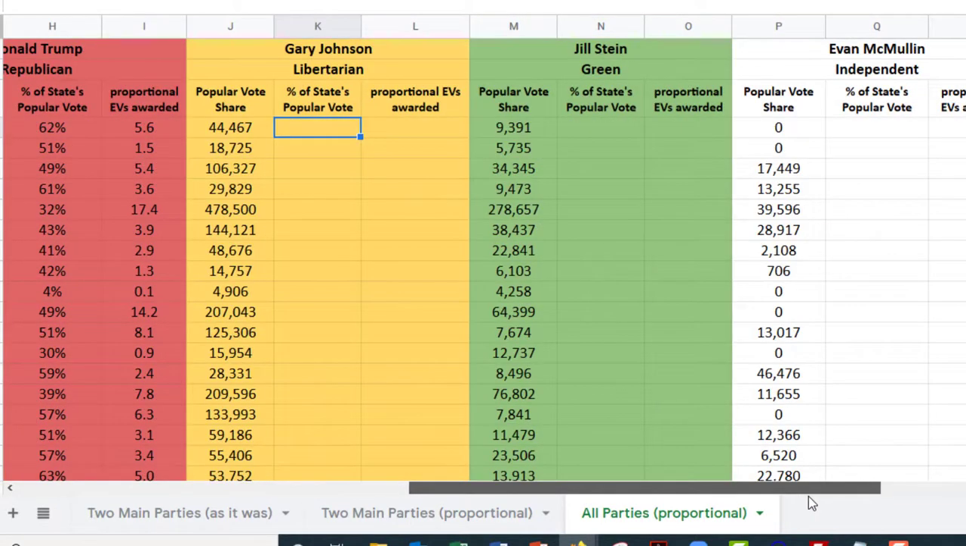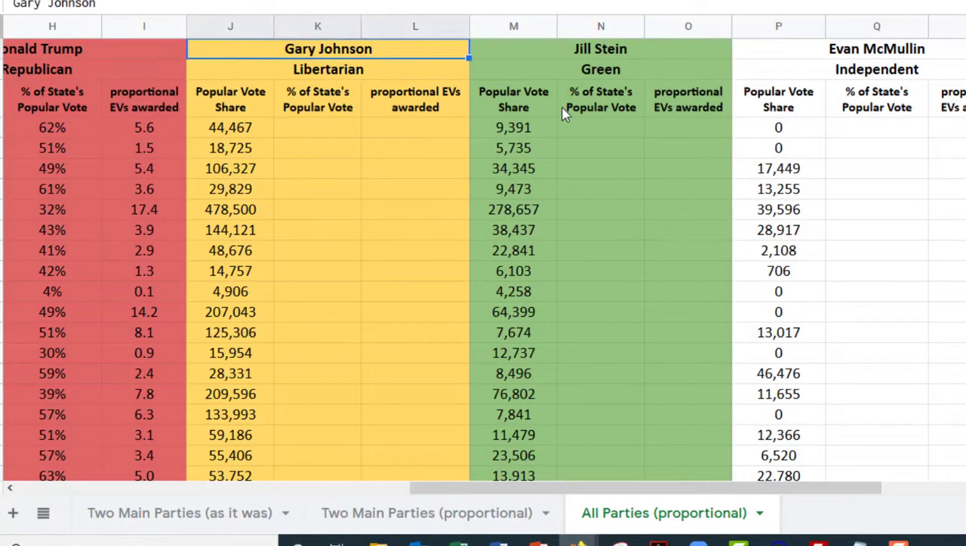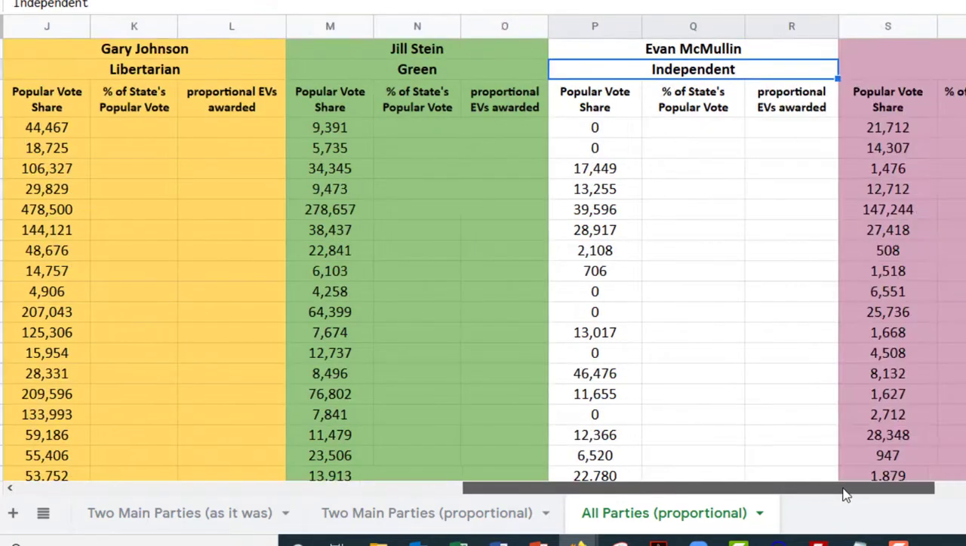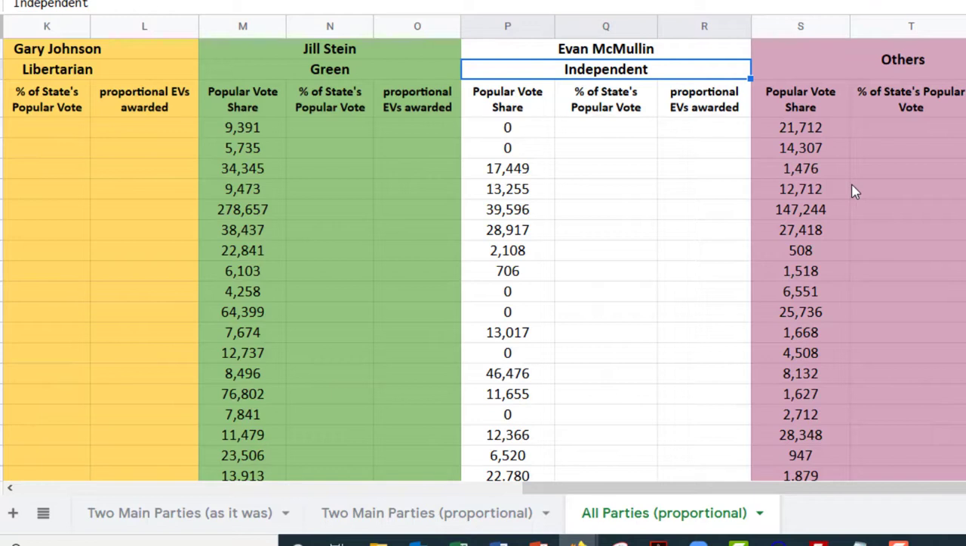You had the Libertarian Party, which was Gary Johnson's party. Jill Stein was the Green Party. Evan McMullin was the Independent Party, and there were a number of others that I looped all together because it got a little ridiculous having a dozen of them that were only getting a little tiny bit of the vote. And I think that's the problem. You don't hear about them very much because they only get a little tiny part of the vote.